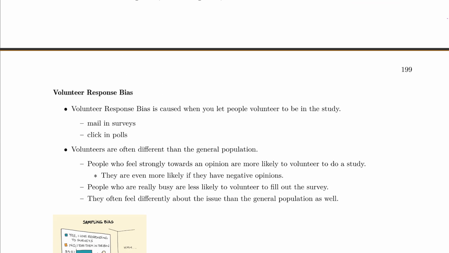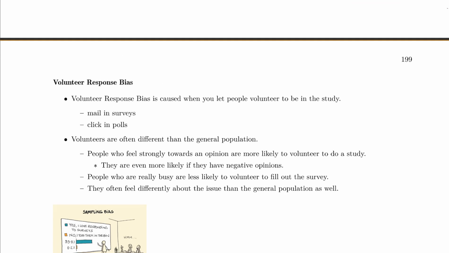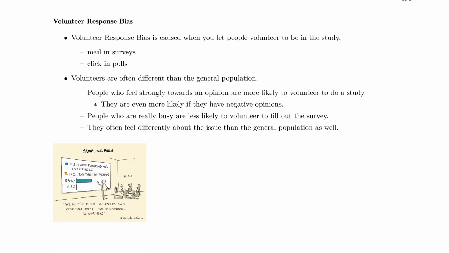Volunteer response bias is caused when you let people volunteer to be in the study. This can include things like mail-in surveys, click-in polls. Basically, the people decide that they want to be in your survey. Volunteers often respond differently than the general population. So people who feel strongly towards an opinion are more likely to volunteer to do a study. They're even more likely if they have negative opinions. And people who are really busy are less likely to volunteer to fill out the survey, of course. And the people who are really busy might feel differently about the issue than the general population too.